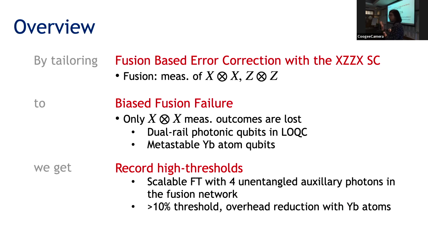The implication of our architecture in the linear optical system is that we are able to get scalable fault tolerance with just 4 unentangled photons that are put in to realize a successful fusion. This was not possible before our work came out. And in terms of the ytterbium atom qubits, you get a very high threshold and you can reduce overhead requirements. So I will go through this in my talk.